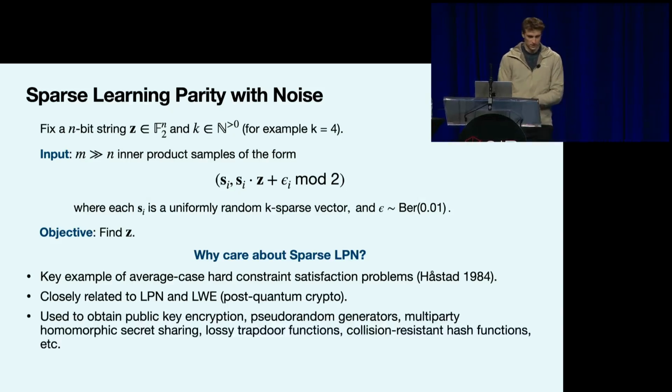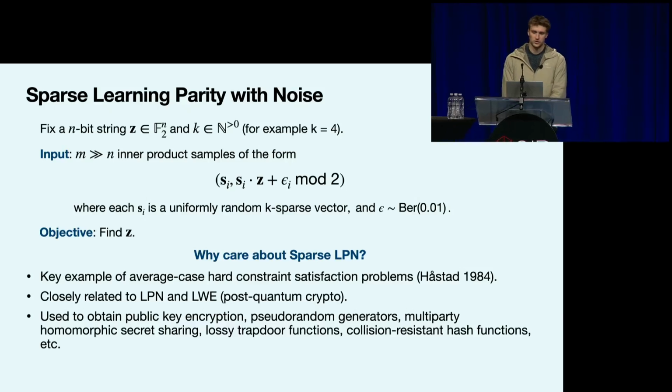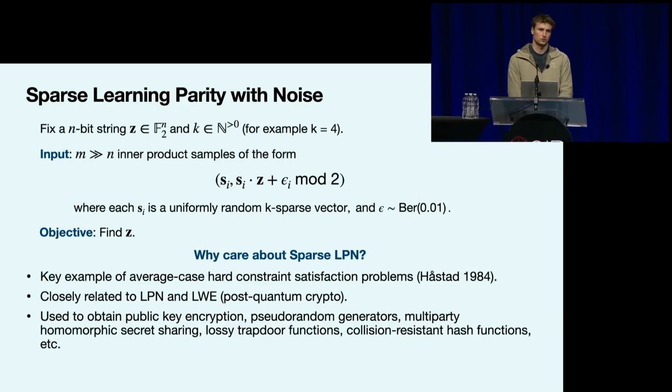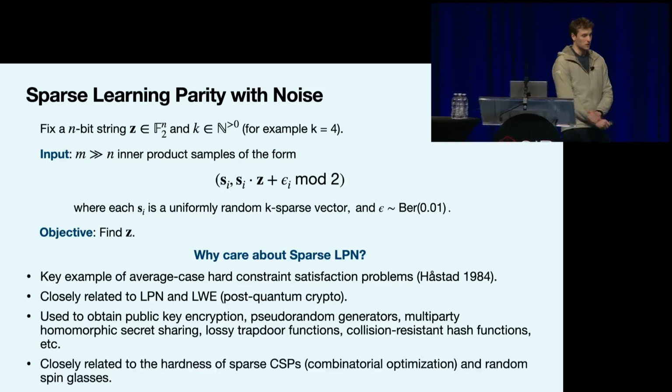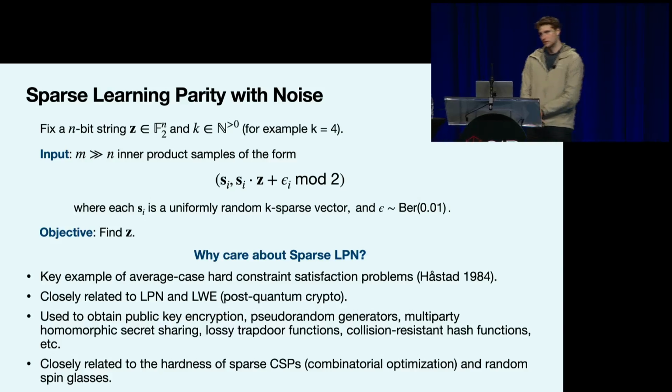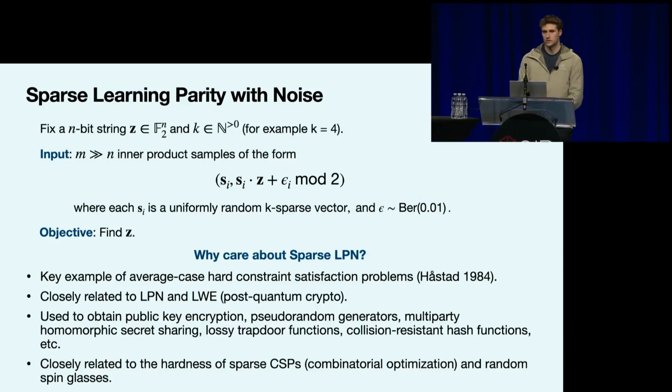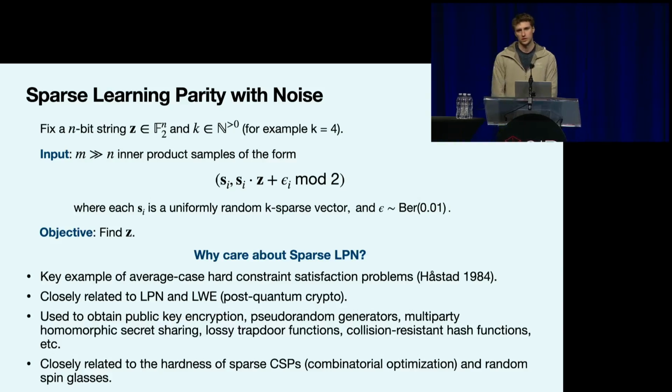Now, because of this, sparse LPN can be used to obtain a lot of important cryptographic primitives. So you can use it to obtain pseudo-random generators or lossy trapdoor functions or things like public key encryption. But even beyond crypto, the hardness of this problem of sparse LPN is very closely related to the hardness of sparse CSPs, so sparse constraint satisfaction problems, and thus to the hardness of combinatorial optimization.